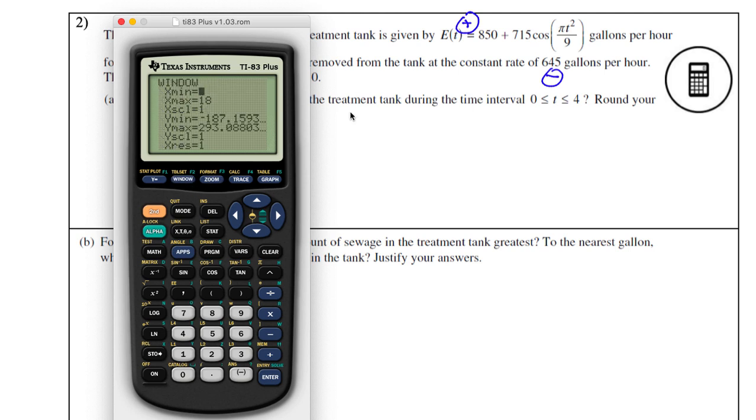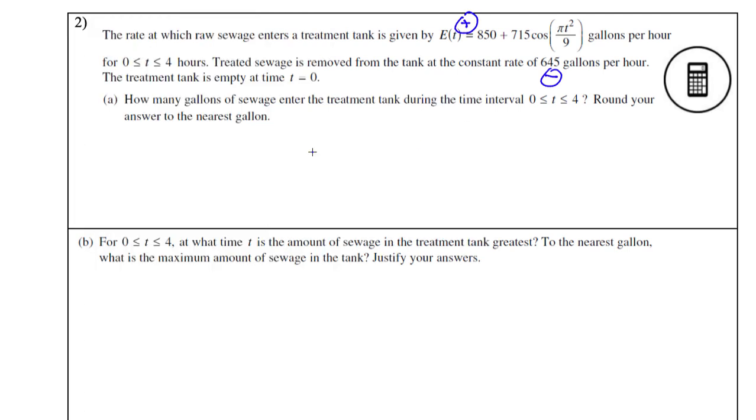Our window, I'll preemptively set that as well. 0 to 4, 0, enter, 4, enter, and I'll hit zoom 0 and let this graph in the background while I talk some more. Okay, so how many gallons enter the sewage tank in that interval?